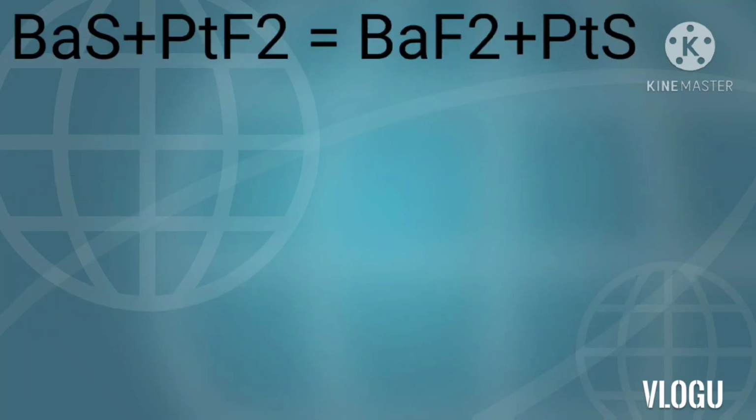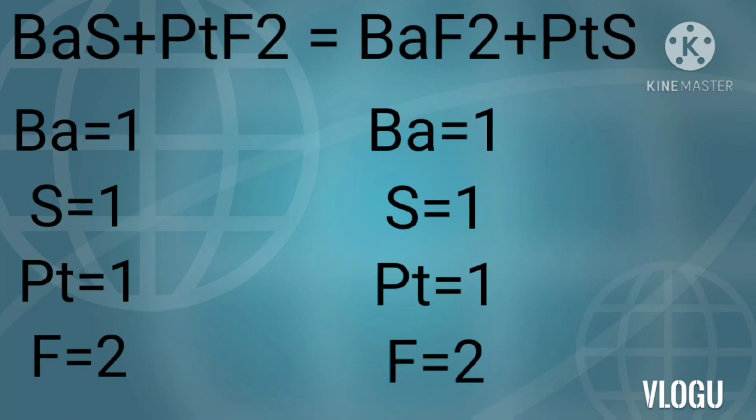Next is the easiest one. Barium sulfide plus platinum fluoride equals barium fluoride plus platinum sulfide. Why is it the easiest one? Check it out. Do we have to fix it? No need. Barium has the same one, sulfur has the same one, platinum has the same one, and same with fluorine, it has the same too.